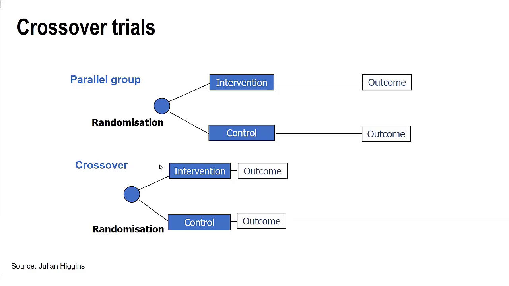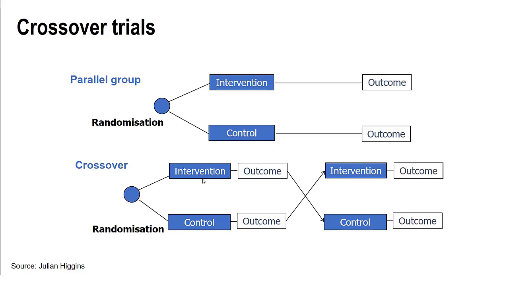Here's an example of a crossover trial and it shows how it differs to a parallel group trial. In the crossover trial, we also randomize participants to an intervention and to a control group and measure an outcome. But in fact, those participants then cross over to receive the alternative intervention. So here we've randomized participants to receive the intervention followed by the control. And here these participants will receive the control followed by the intervention. So for a crossover trial, we're essentially randomizing people to sequences of intervention, so here, intervention then control or control then intervention. And these are given in different periods.